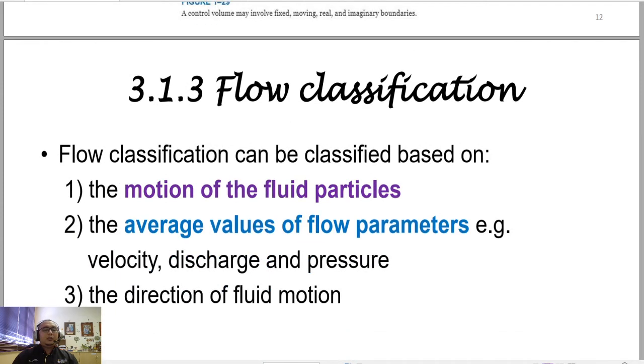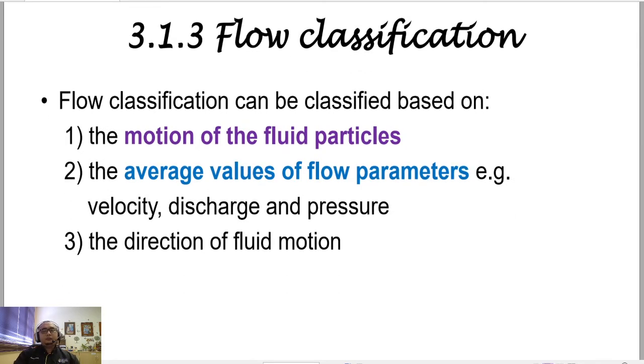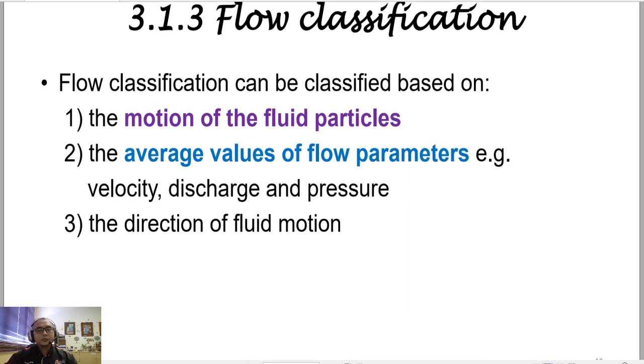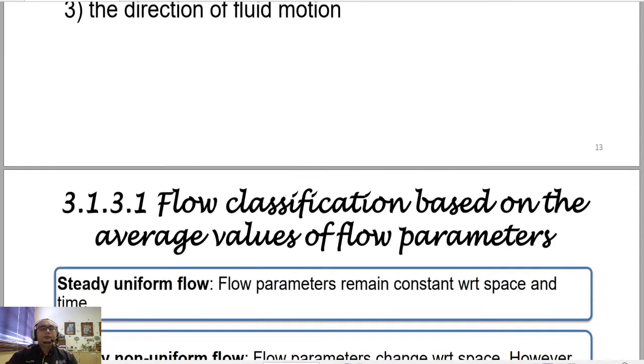Kemudian kita tengok pula flow classification. Flow classification can be classified based on the first one in motion, the motion of the fluid particles, the average value of flow parameters, for example, their velocity, their discharge, and the pressure of the fluid. And the third one is the direction of flow motion. Okay, so kita boleh pecahkan atau kita boleh classifykan kita punya flow kepada 3 elemen ni.